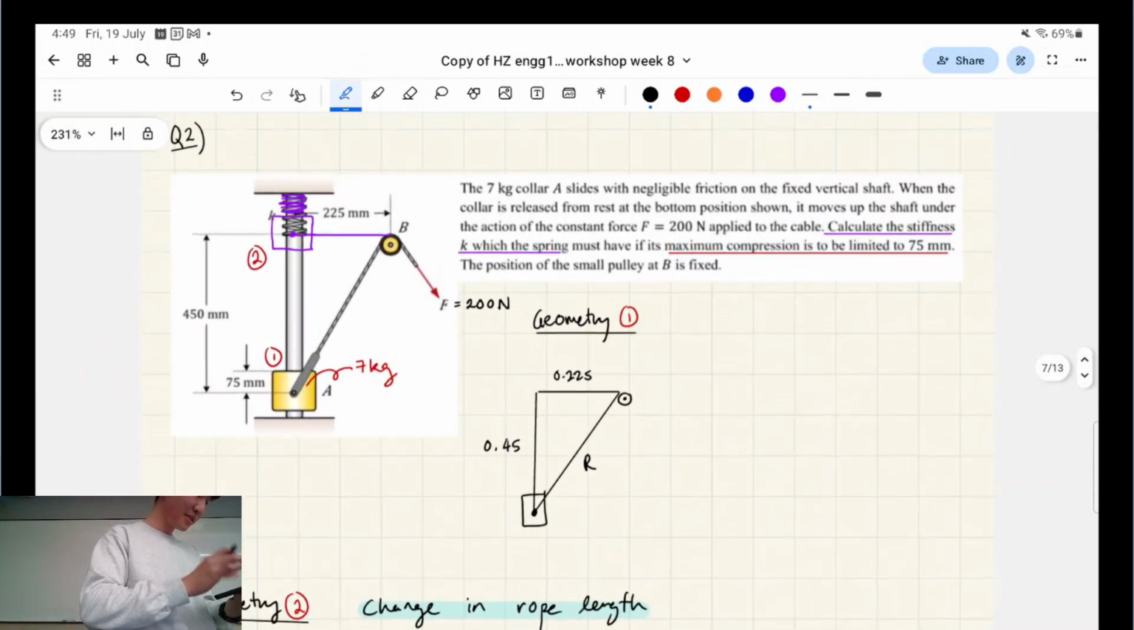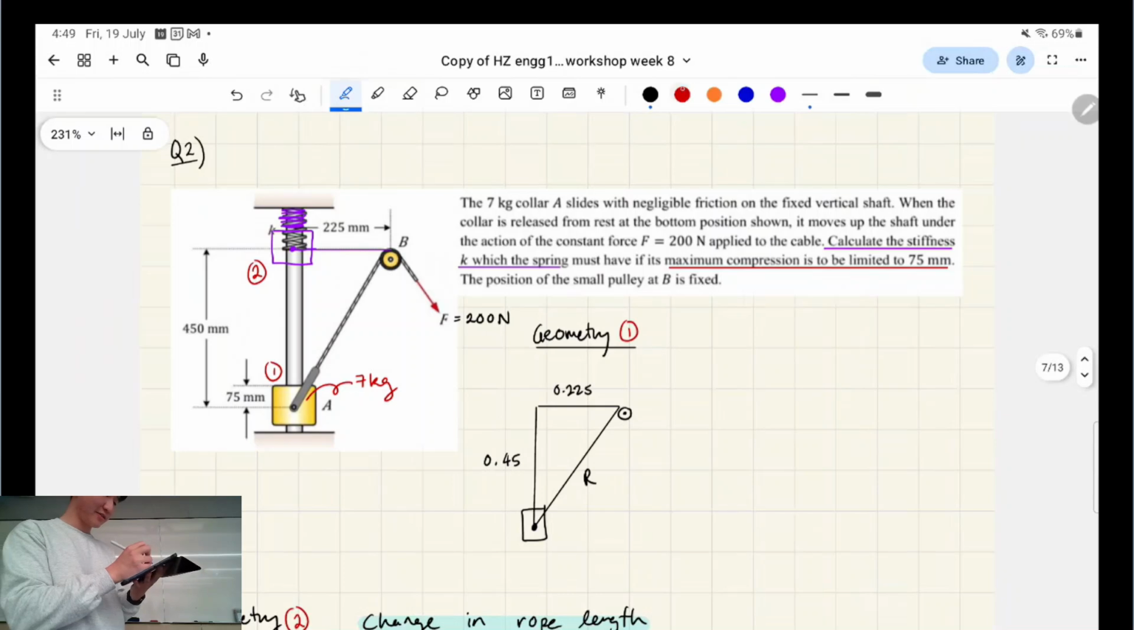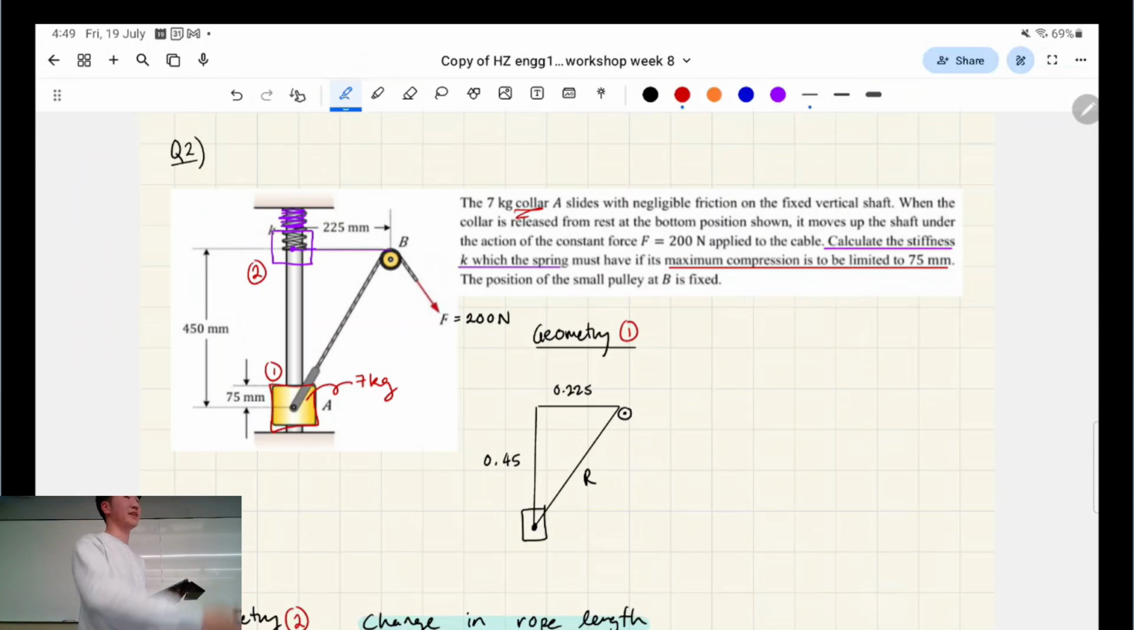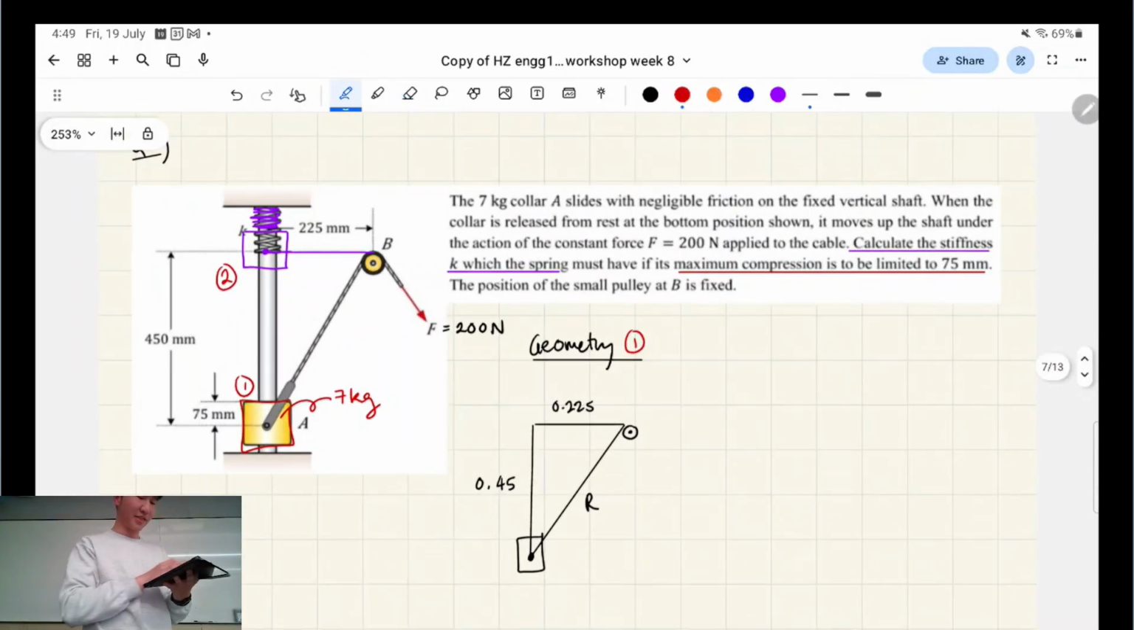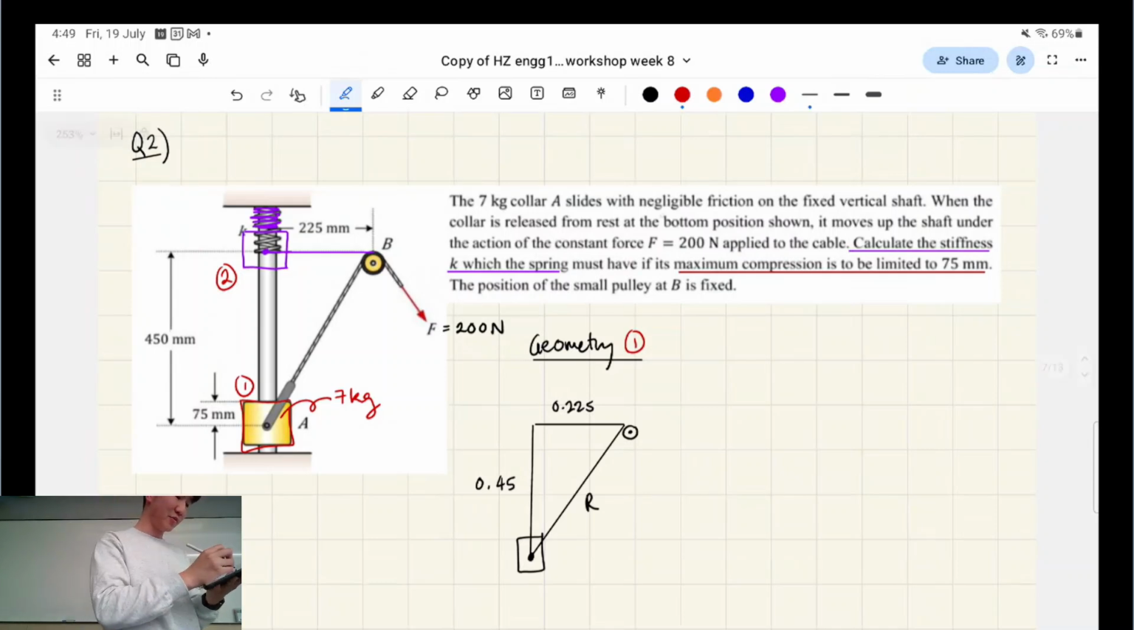Okay, so here's our problem. We have a 7 kilogram collar. A collar is like this kind of sliding object that stays on this trajectory, right? It's like a cylinder shape, and it has to stay on this path, which is also kind of like a cylindrical rod. And then it slides with negligible friction, so we don't have to worry about the effects of friction removing energy from the system, stuff like that.